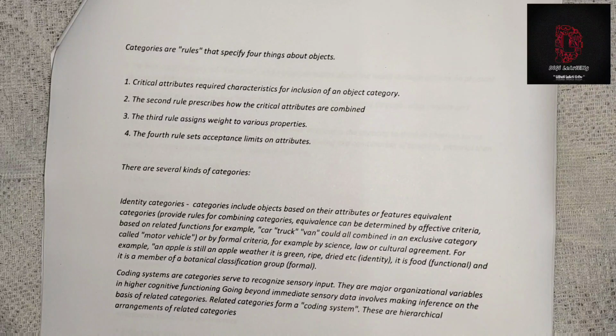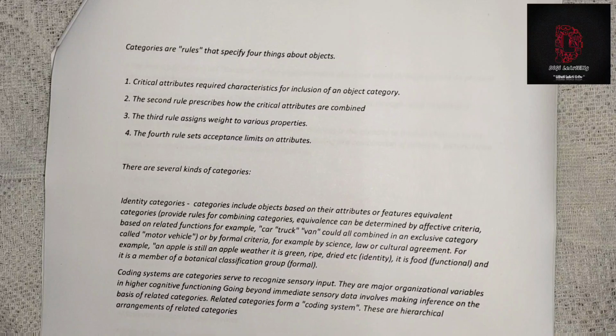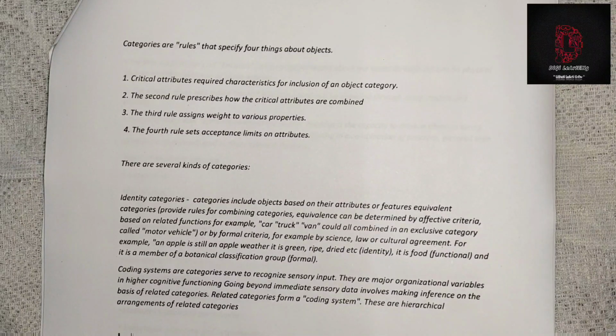There are several kinds of categories. First comes the identity categories. Categories include objects based on their attributes or features. Equivalence categories provide rules for combining categories. Equivalence can be determined by affective criteria based on the related functions. For example, car, truck, van, all in inverted commas, could be combined in an exclusive category called motor vehicle.